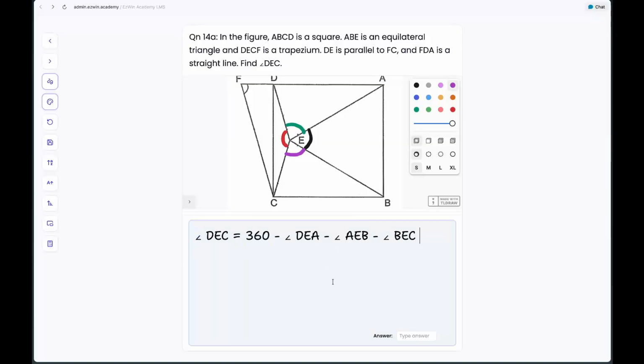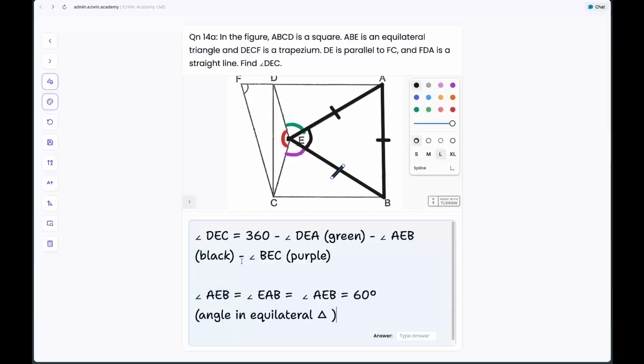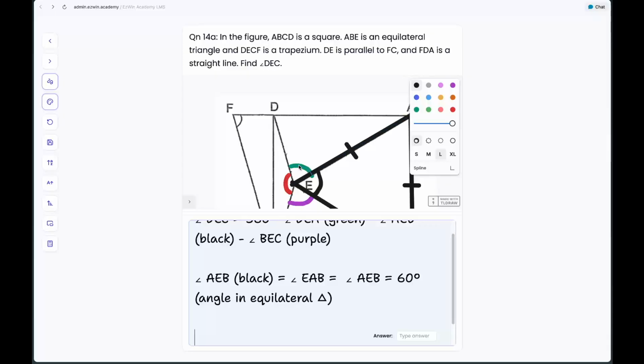Okay, so let's find out the simplest one first. For angle AEB, which is in black, we know from the question that ABE is an equilateral triangle, which in this case is this one. AEB, an equilateral triangle. So that means AEB is equal to 60 degrees. Pretty straightforward. Then we move on to the next one, which is angle DEA, the green angle.